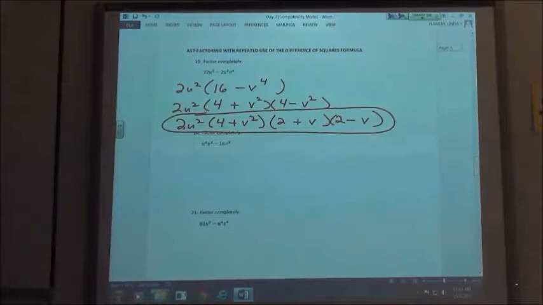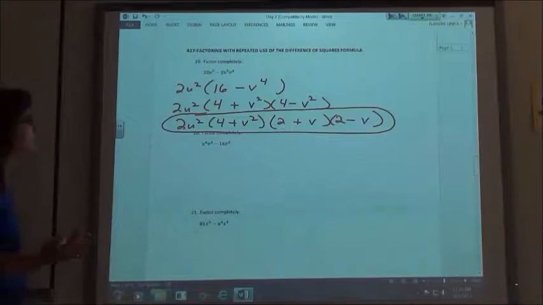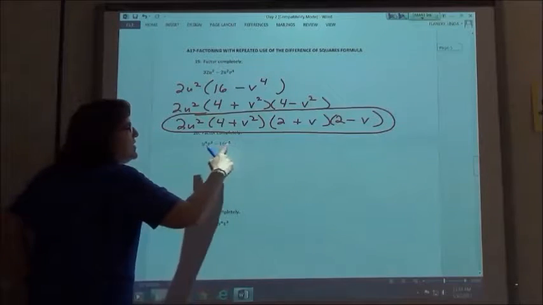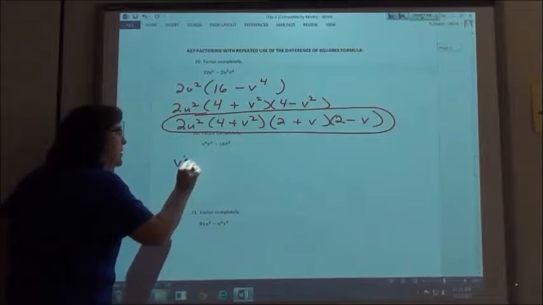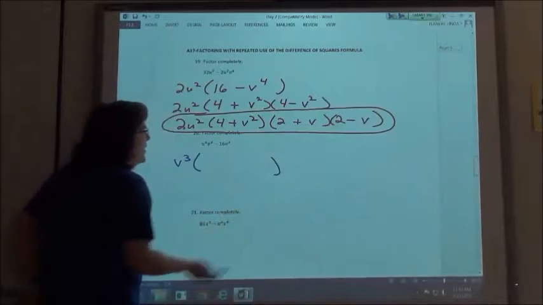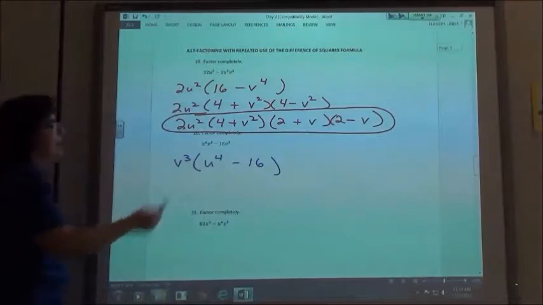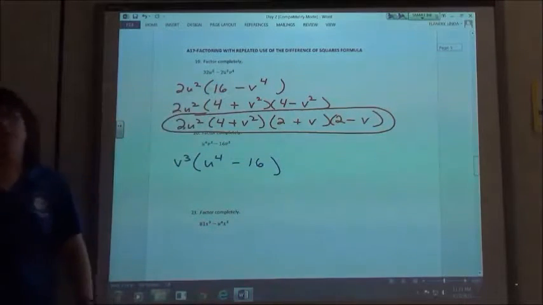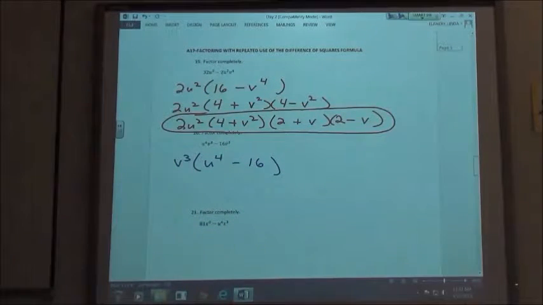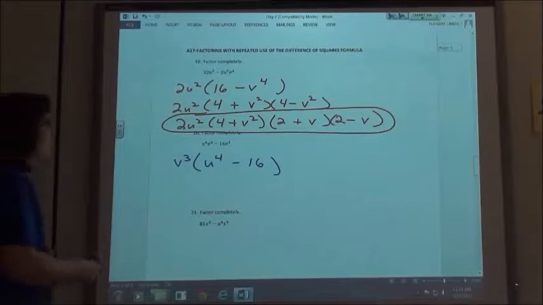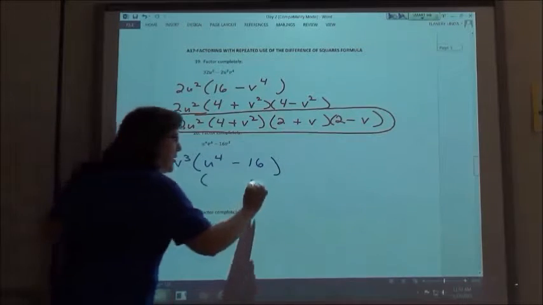So number 20, same thing. It tells me to factor completely. Whenever it says factor completely, I look for the greatest common factor. Both of these have a v to the third power, so I'm going to put the v to the third out in front. That leaves me a u to the fourth and a minus 16. Again, it looks very similar to the previous one. They just have it switched around. You don't want to switch it. Leave it in the order it is and just go ahead and factor.